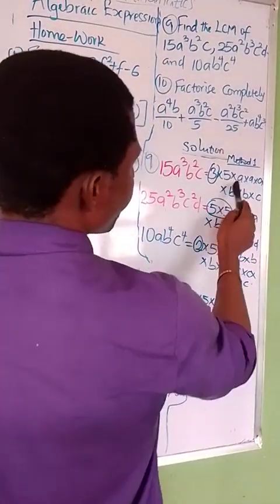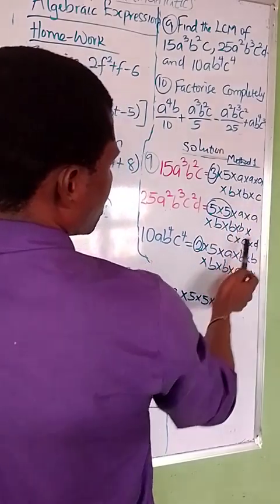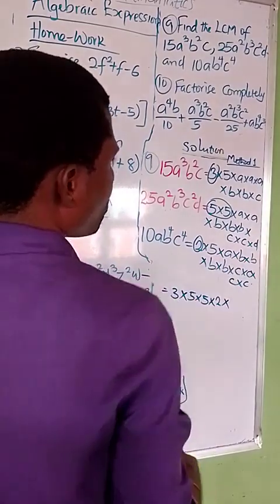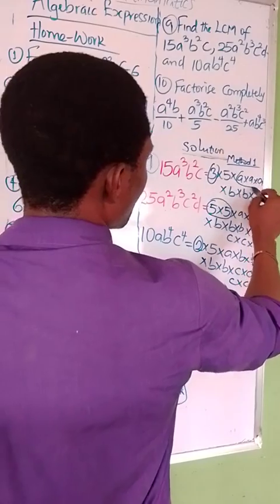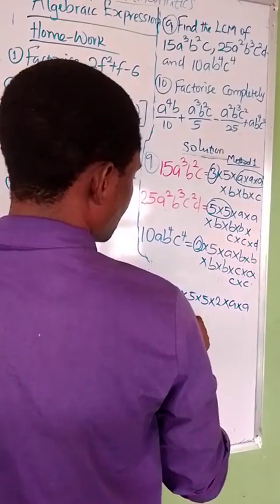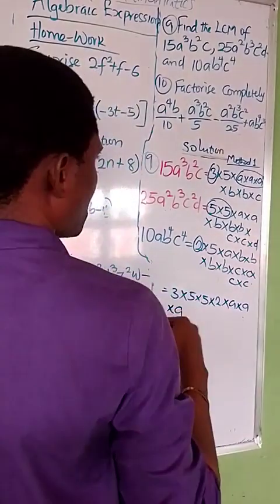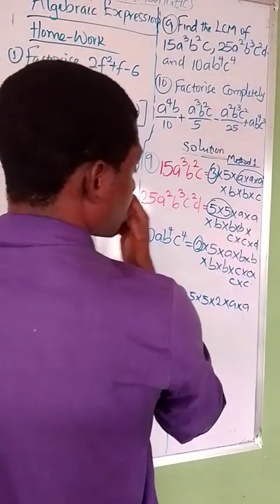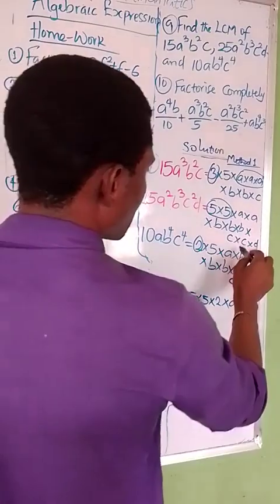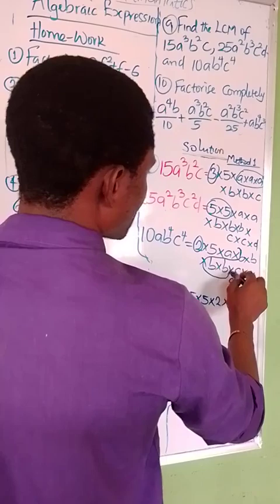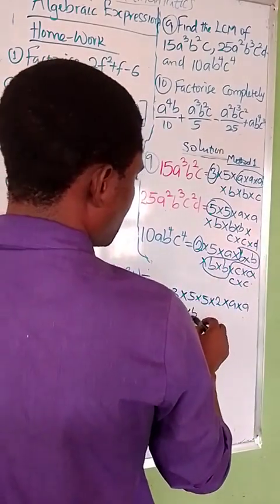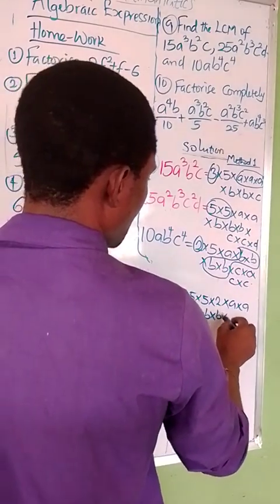Then we check A. A is common here 3 times, here 2 times, here 1. So we pick where it's common 3 times. So that's A times A times A. Then we go to B. B is common here 2 times, here 3 times, here 4 times. So we pick where it's mostly common. So B is common here 4 times. So that is B times B times B times B.